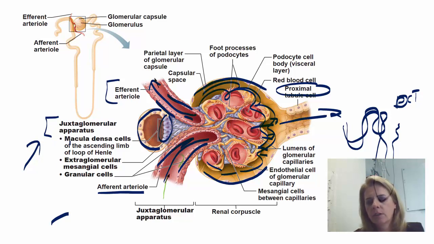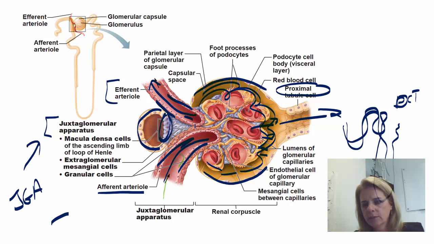So you have your juxtaglomerular apparatus, which a lot of times I'll call your JGA. You've got some sensor cells called macula densa cells, and then you've got some things called granular cells and mesangial cells. We'll talk about those a little bit later. What I want to focus on right now is the filtration part, because we're talking about glomerular filtration.